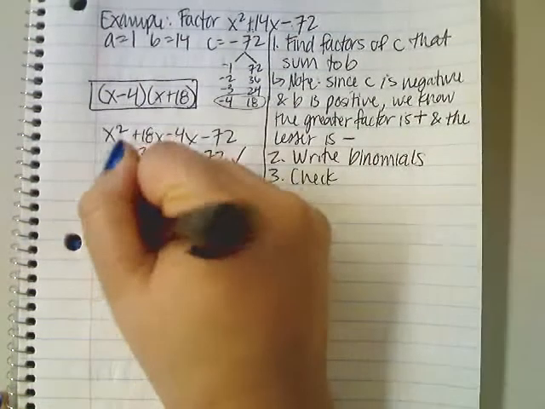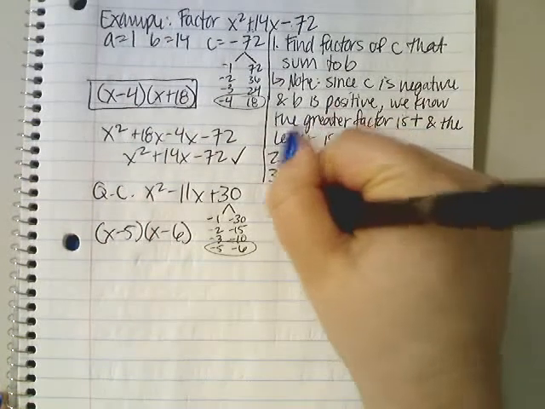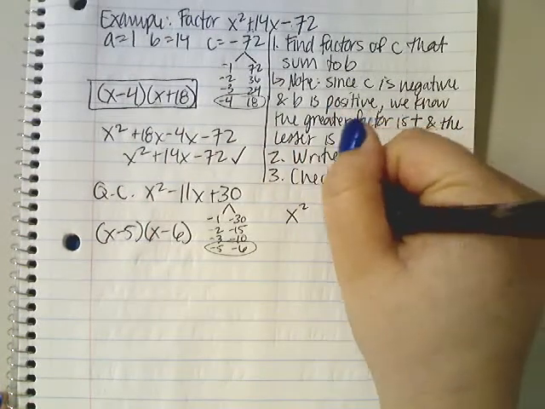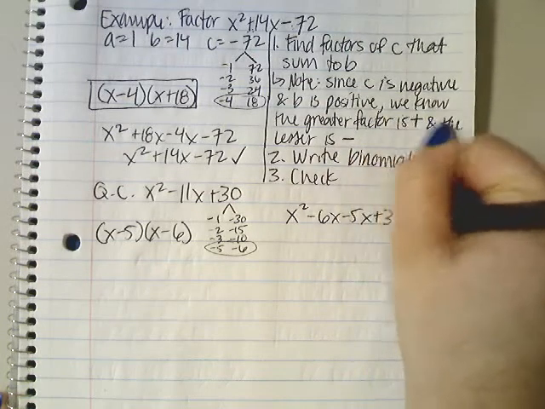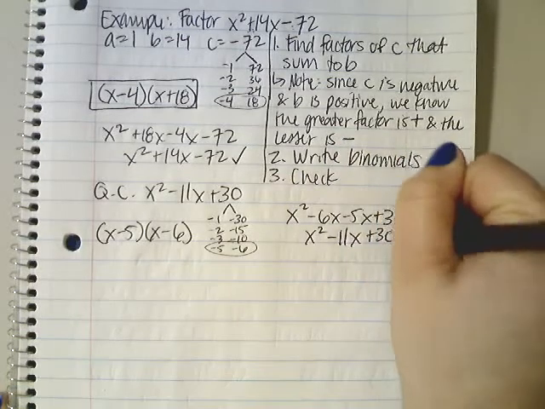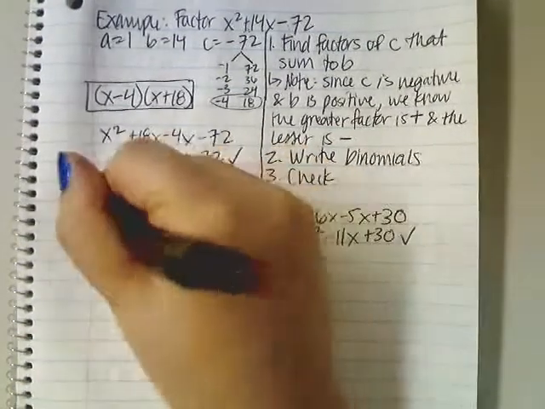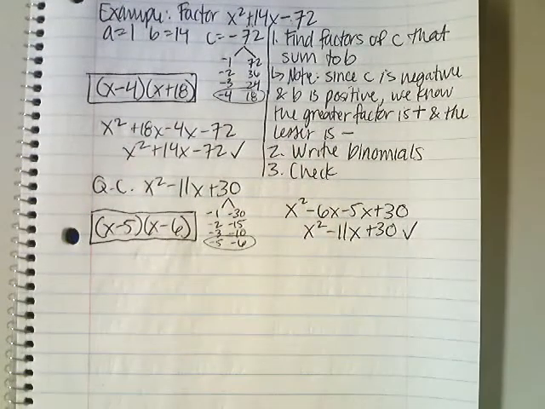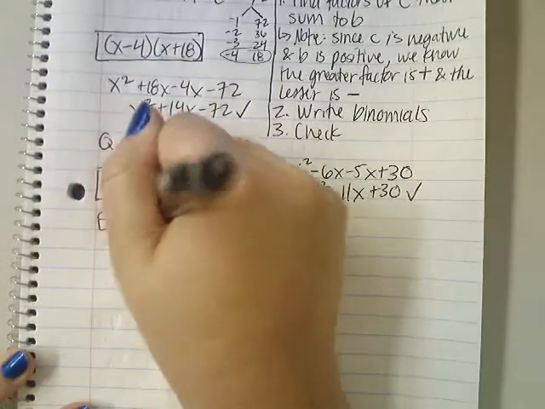So my factors should be x minus 5 times x minus 6. And just to be sure, we can use our FOIL method to check. So I get x squared minus 6x minus 5x plus 30, x squared minus 11x plus 30, which checks out. So this would be my factored form of that quadratic. All right, make sure you write down any questions, comments, concerns on that. We have one last example, which we'll do super quickly.